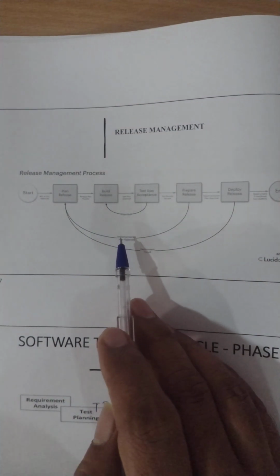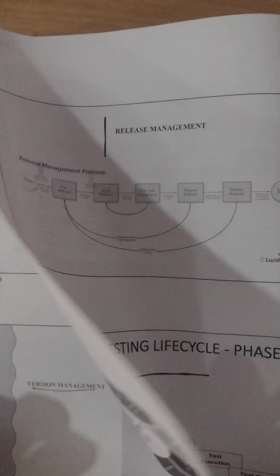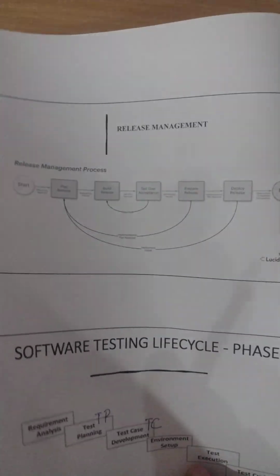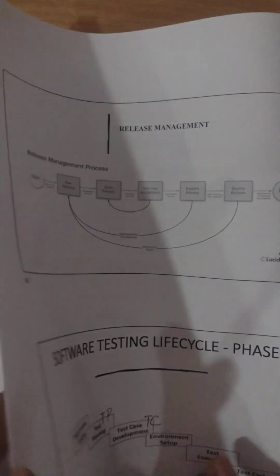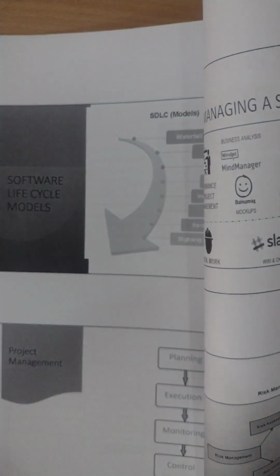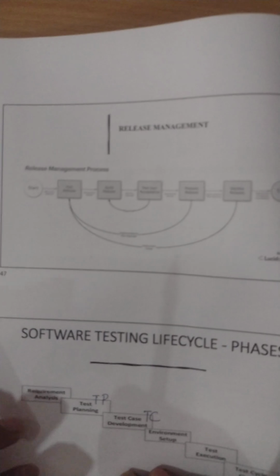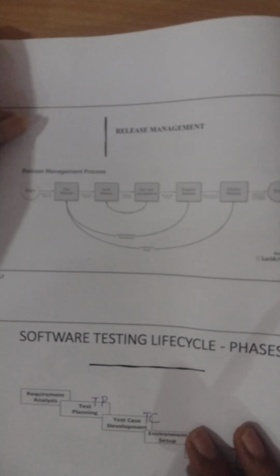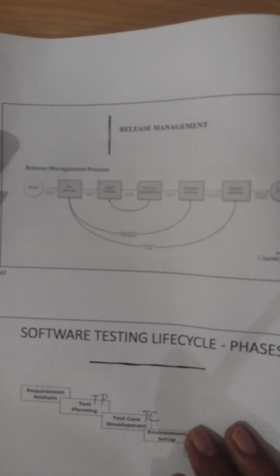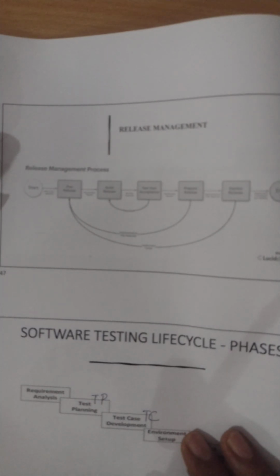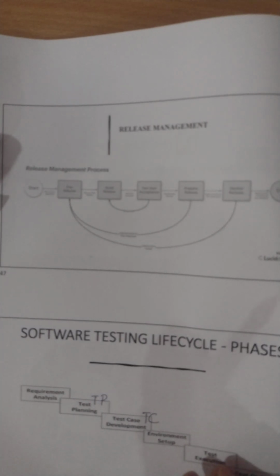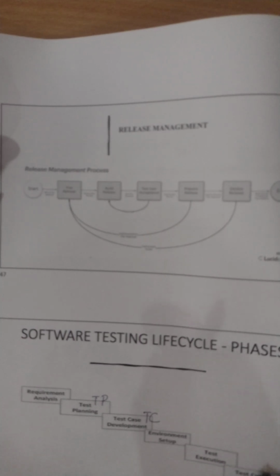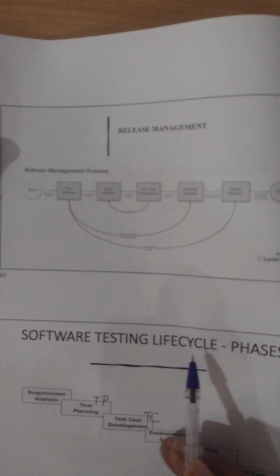So these are some of the support activities as we see. We have to have project planning, we have to have configuration management in place, we have to have version management in place, we have to have release management in place. All these are the support activities which are conducted and provided as support during the software testing life cycle.